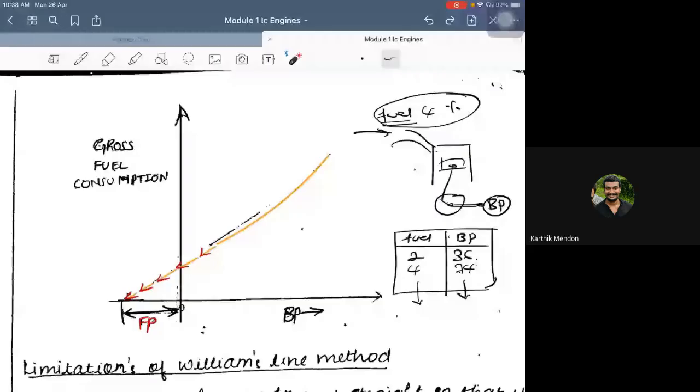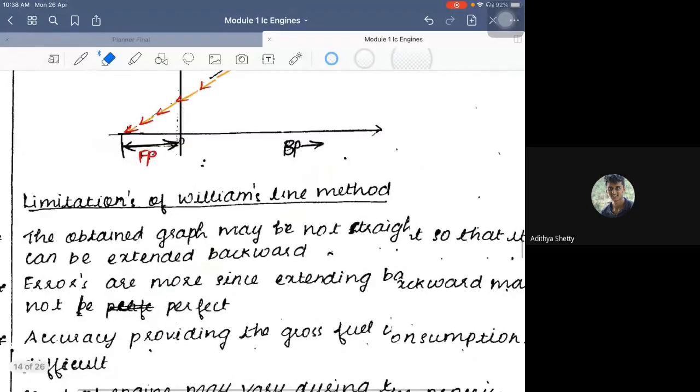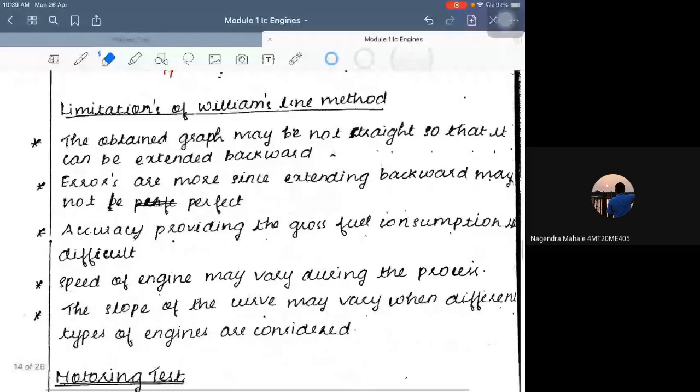Clear? Any doubts in this? It's an easy method. Okay, any doubts? No, sir. Okay. Can anyone just read? I would call upon Nagendra. Can you read the limitations of the Williams-Lines method? Since it has some limitations, what are those limitations?